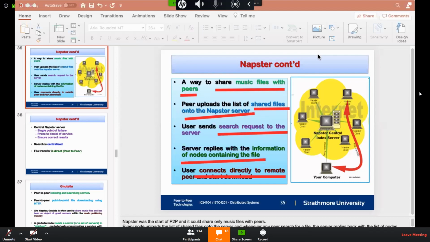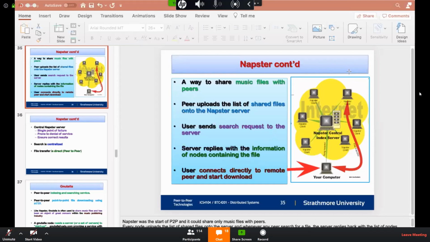So if I go to the diagram, I'm simply saying that this node here is your computer. This node here is the one that has a particular file. And we have this, your central index server. Remember, indexing helps you identify where that particular file is. And you can see the way it's connected to all these particular nodes.